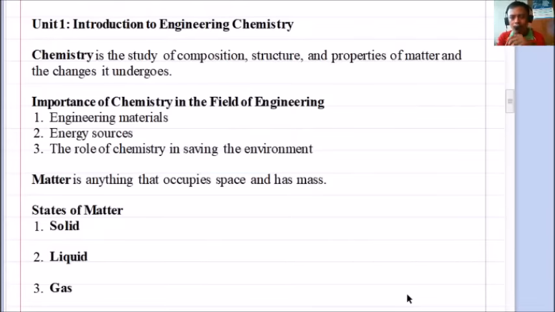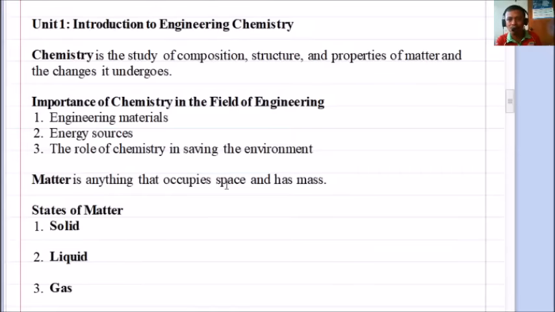And then number 3, when it comes to the environment. What is the importance of chemistry in saving the environment? Of course, it has to do with trees. So that is the importance to nature. Again, when we say matter, that is anything that occupies space and has mass.